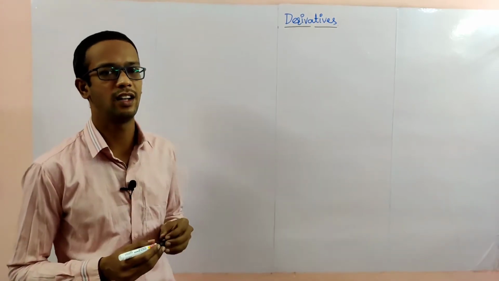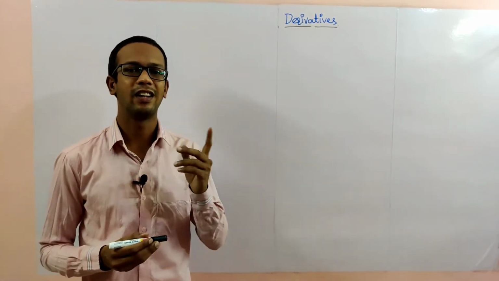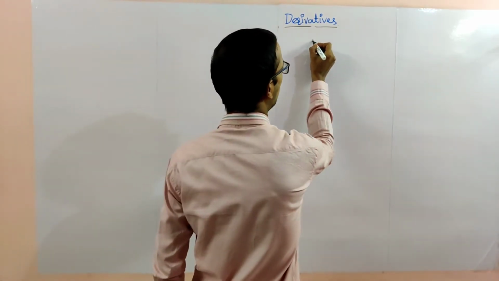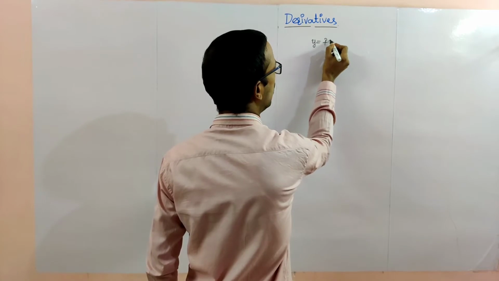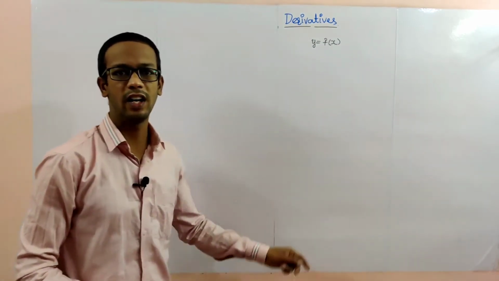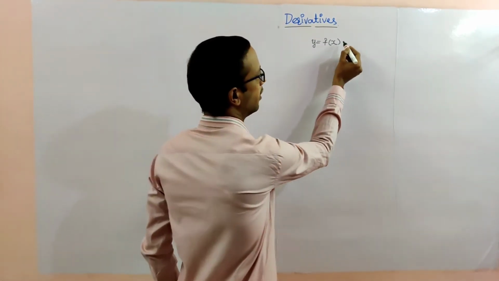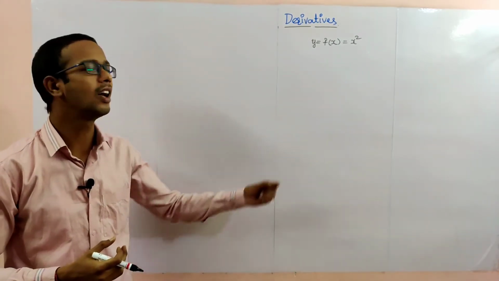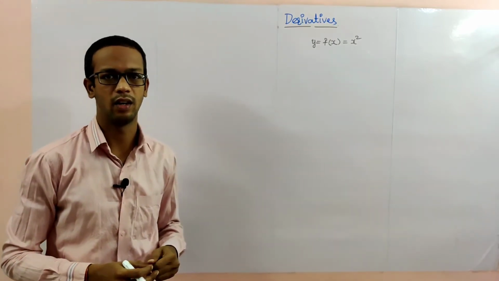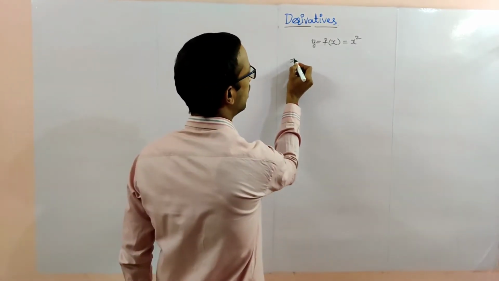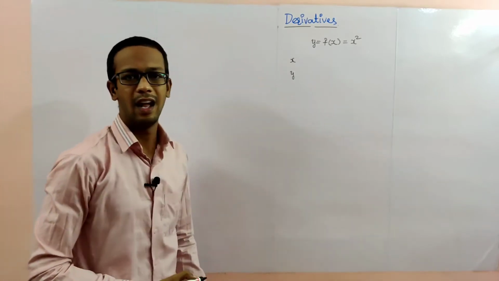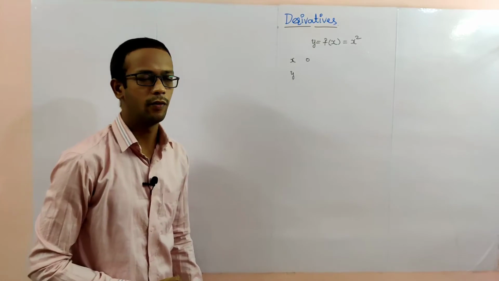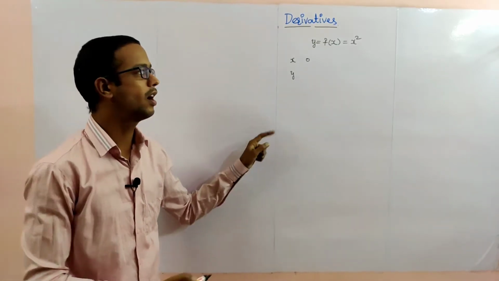So how will we find that? I'll explain with one example. For the derivative, I am taking one function, y is equal to f of x, that is equal to the function x square. This is a general example I am taking, the function is x square. Now I'll draw x, y and substitute the numbers here. If you substitute x as 0, what will you get?